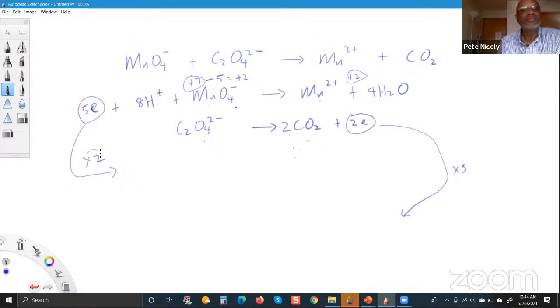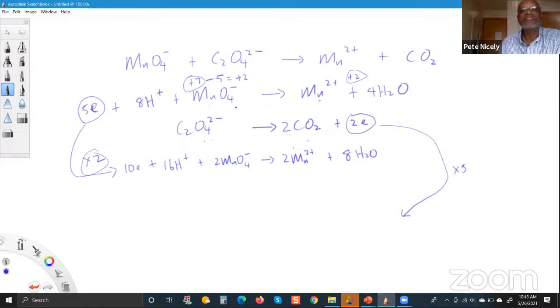But you have to remember, this 2 will multiply everything throughout this equation, and this 5 will multiply everything throughout that equation. So if I concentrate on the first half equation, multiplying right through by 2, you're going to end up with 10 electrons plus 16 hydrogen ions plus 2 MnO4 minus to give 2 Mn2 plus and 8 H2O. All right?